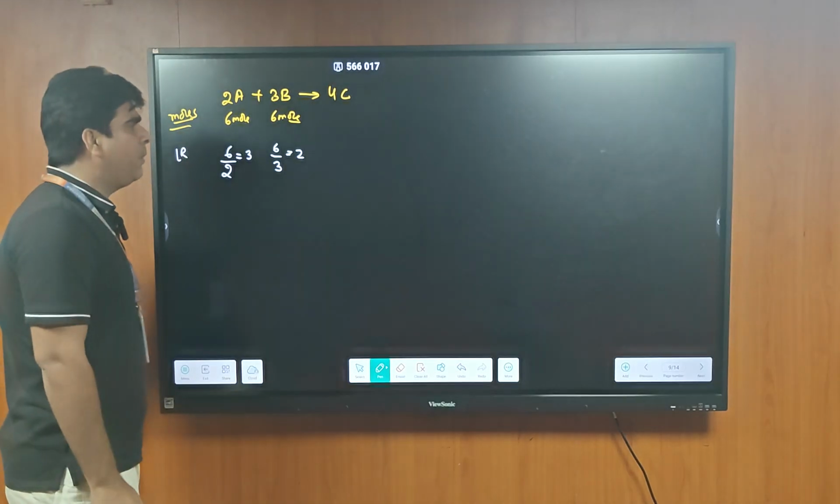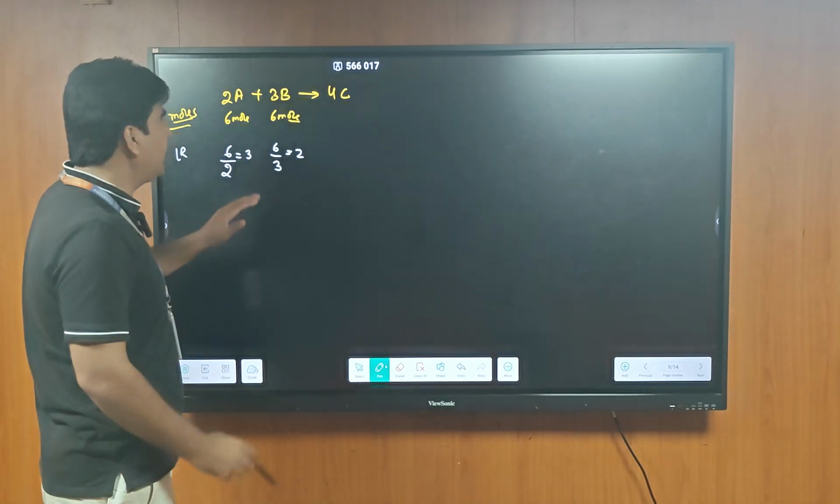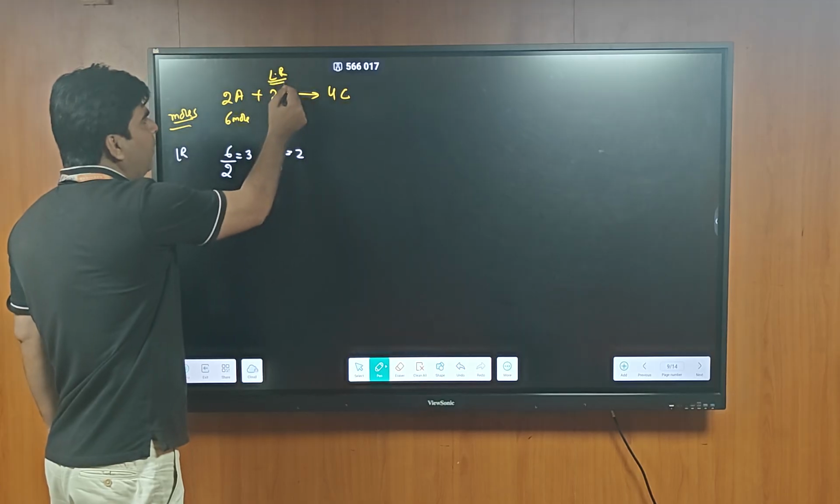Then which is less in amount? B is less in amount. Then in this reaction, B is LR.